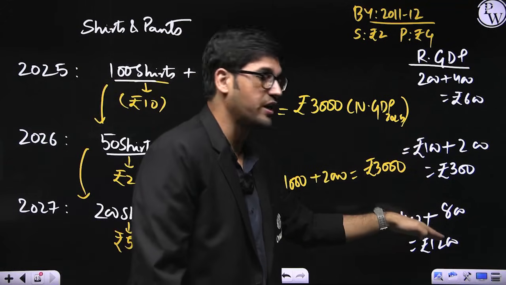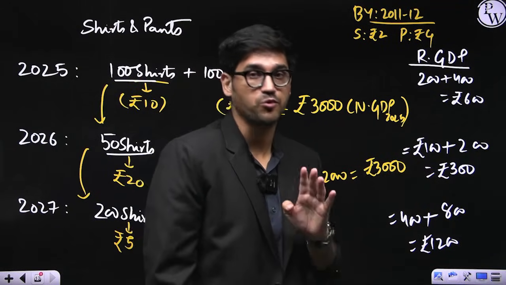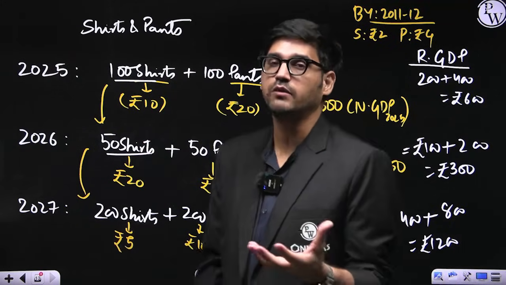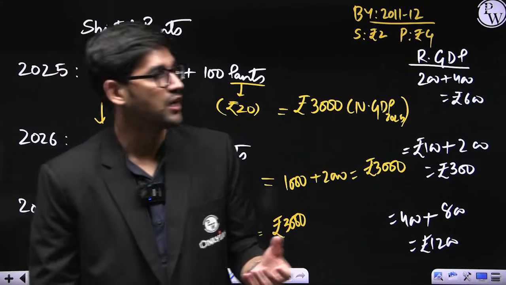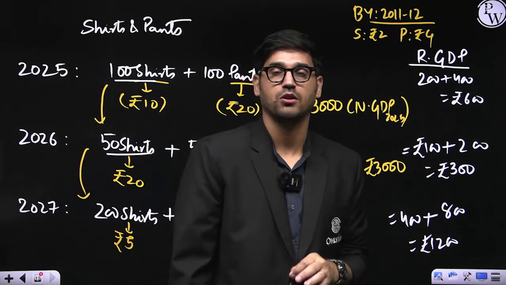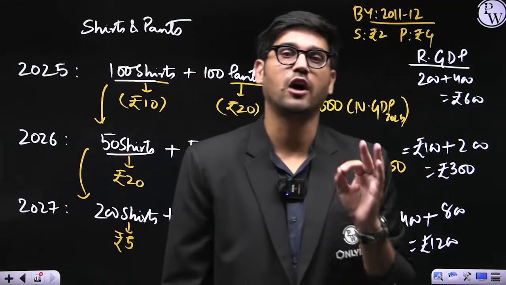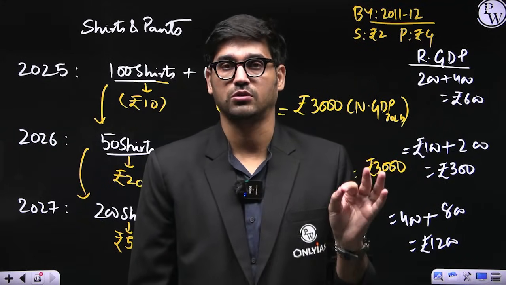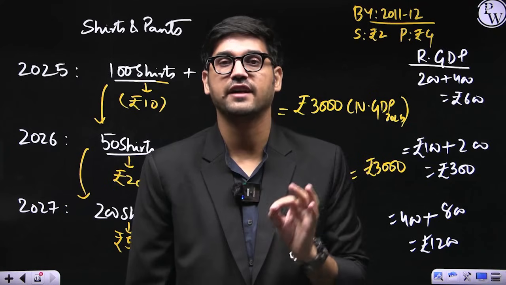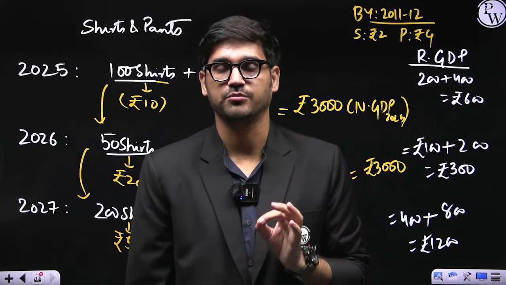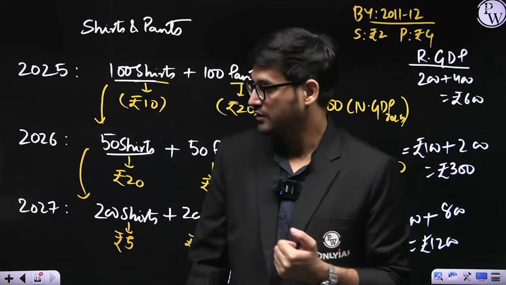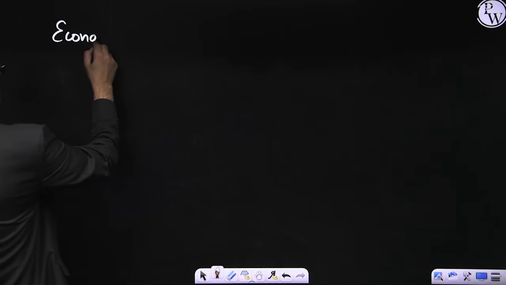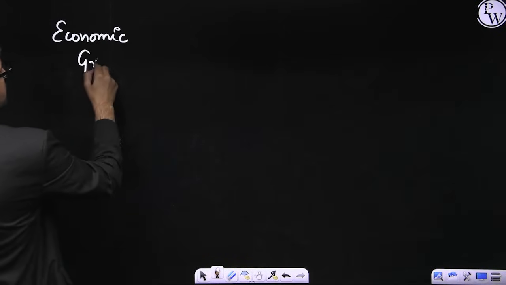From 26 to 27, real GDP has increased 4 times. Why? Because the volume produced has increased 4 times. The quantity of output produced has increased 4 times. This is the real reflection of what is happening to the economy in output terms. And this is the reason why economic growth is simply defined as an increase in real GDP. Every time you hear the growth numbers of an economy, this growth will be coming from real GDP numbers.